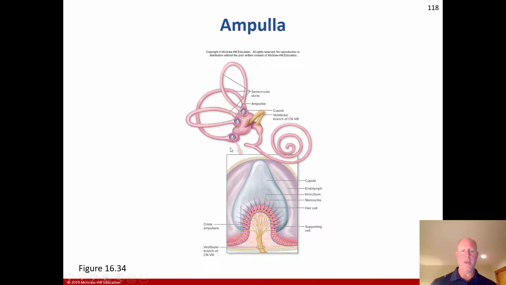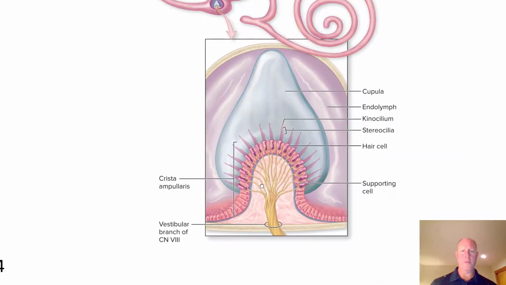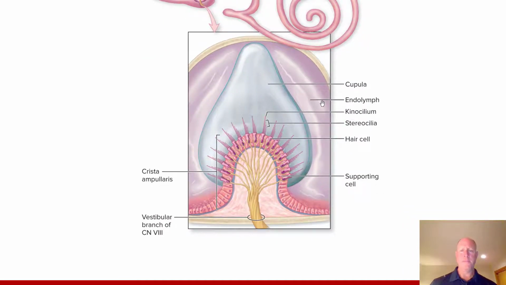And the ampulla, you're going to have on your exam a closer look here. This will be on your exam. So in the cupula, your endolymph, your kinocilium, your stereocilia, the hair cell, our supporting cells, the crista ampullaris, and a vestibular branch of our CN8. That will be on your exam.